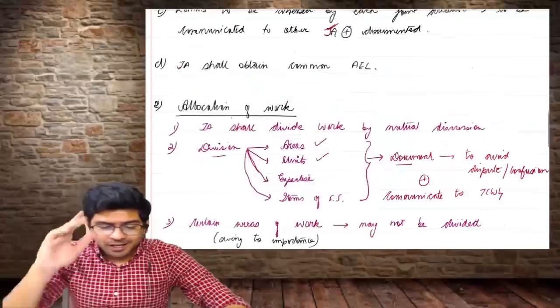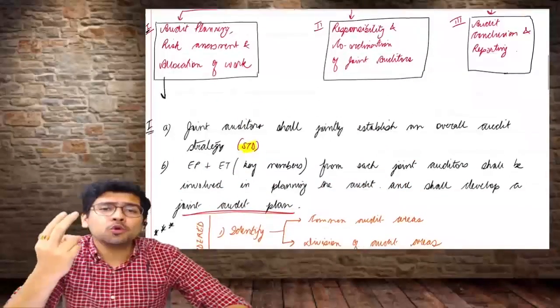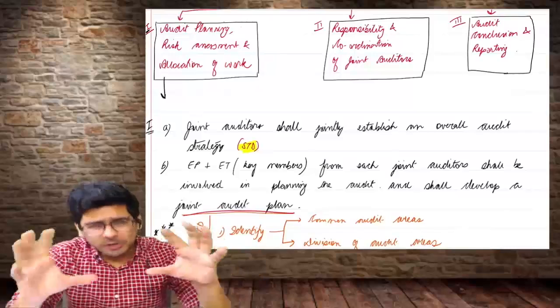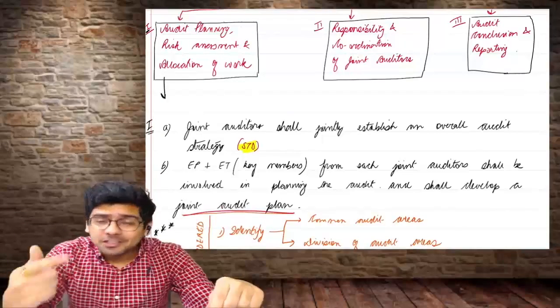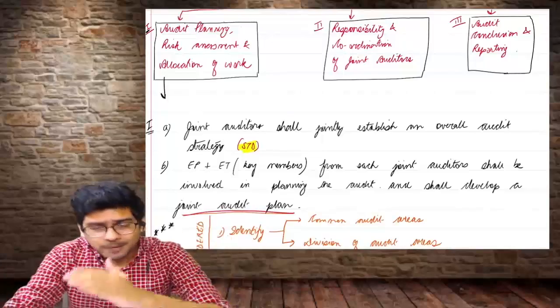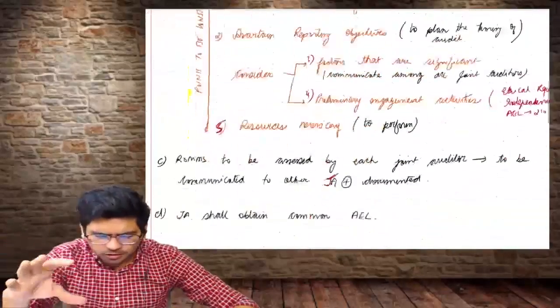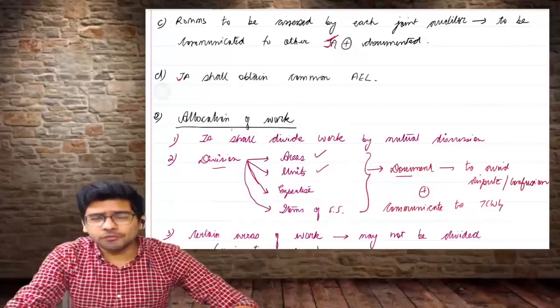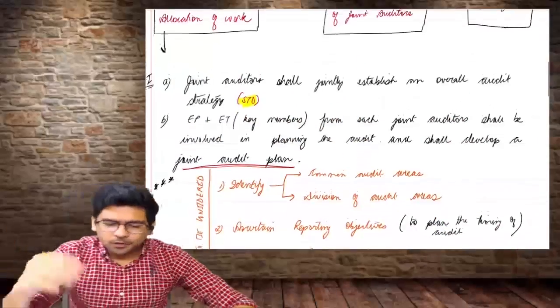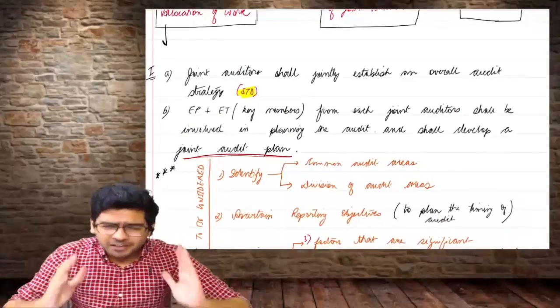All right, so we are done with the first requirement. Again, let me tell you, only 2 questions. If they ask you questions from this area, there are 2 questions that you have to remember. One is, what are the factors to be considered in developing a joint audit plan? And secondly, they may ask you a question on allocation of work, how the work can be allocated and divided. All right, so the points that we have covered are really very simple.